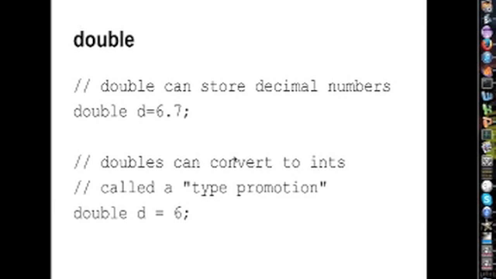Double, similarly, we could say double d is equal to 6.7. We can do it in 1 line, we can do it in 2 lines, however. Doubles can also convert ints to double. So we could say double d equals 6. And this will do what's called a type promotion. It'll take 6, which doesn't have any decimal part, and it'll add the decimal part to it. It'll convert it to 6.0. Those conversions are always okay. The reverse, to go from a double to an integer, is never okay without explicit instruction from the programmer, which we will see.